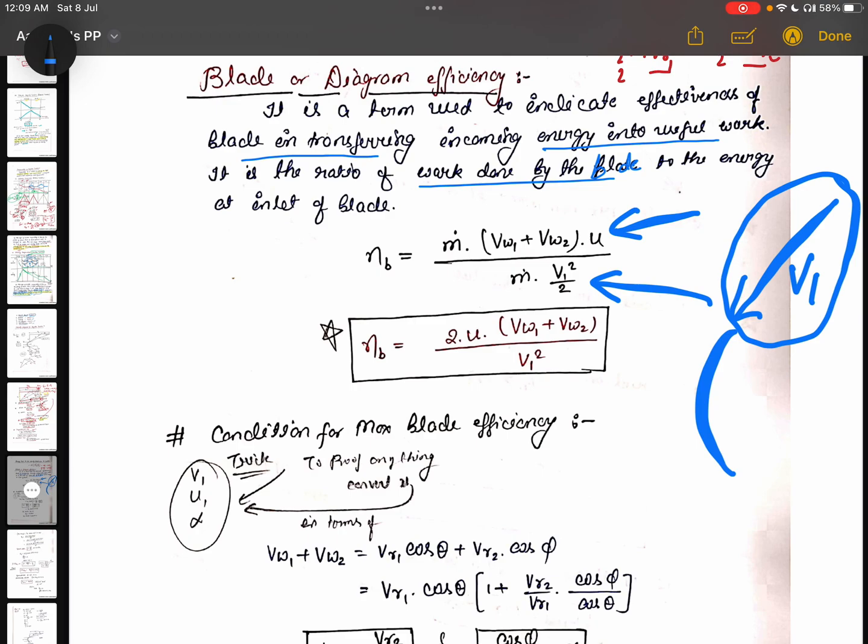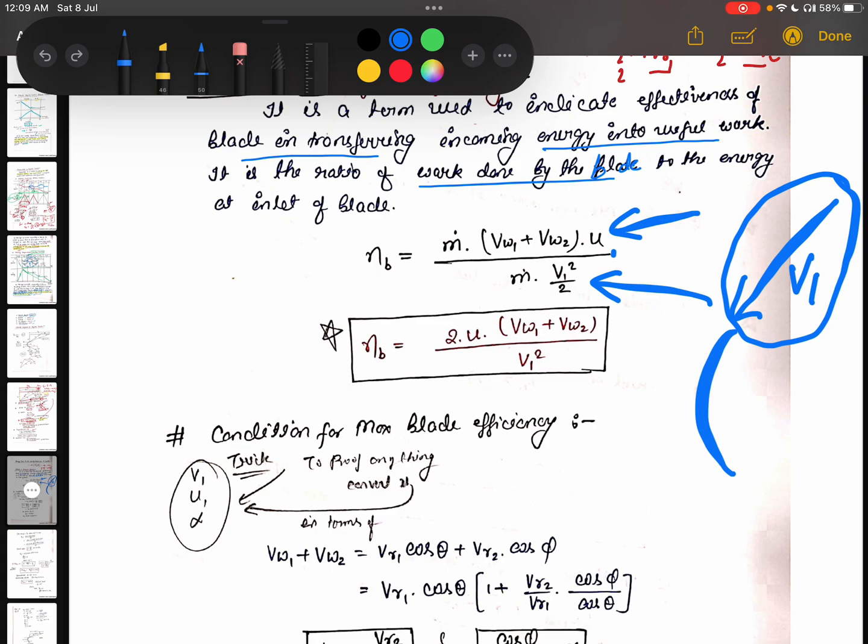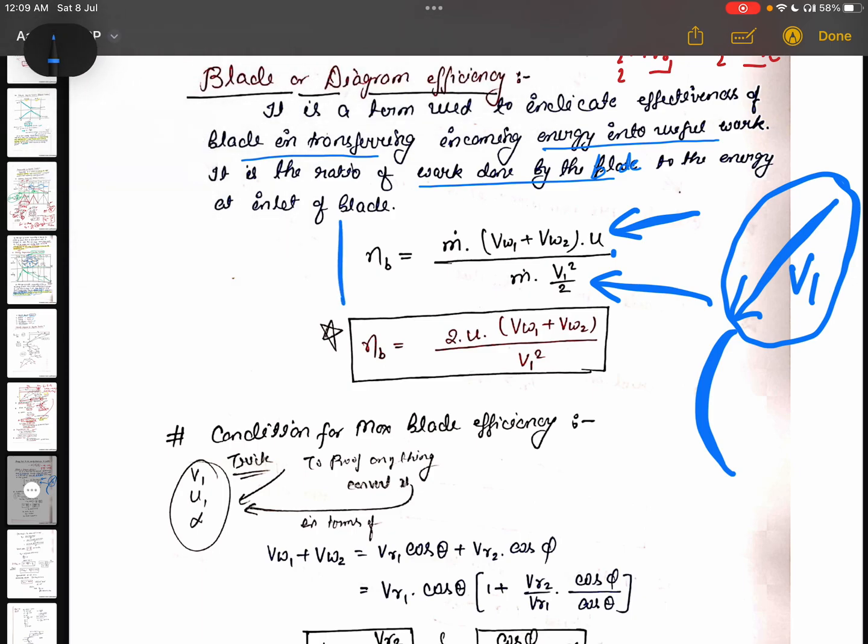So after manipulating and calculating it, we can get 2u (Vw1 plus Vw2) upon V1 square. It is better to remember this formula.